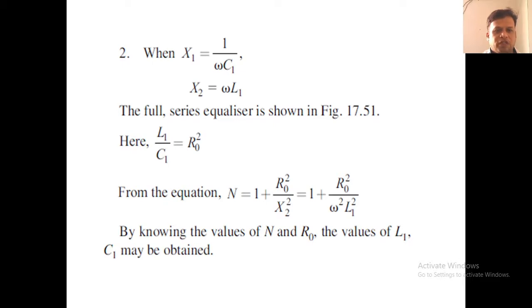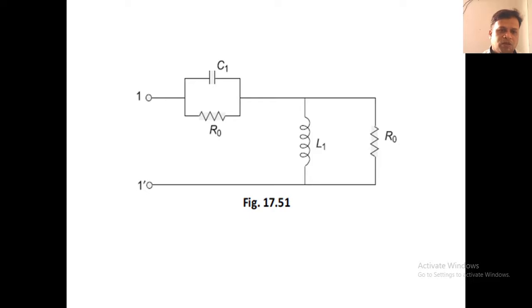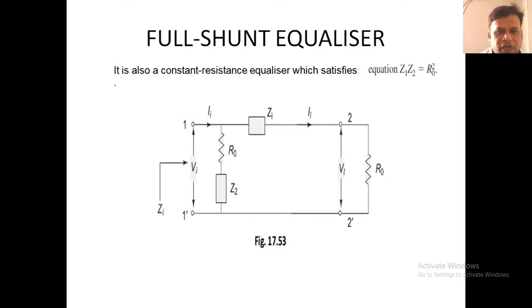So, we should know first n and R naught values to know the values of L1 and C1. This thing should be clear that if you want to find out L1 and C1, you should know about R naught and the other values, n values.